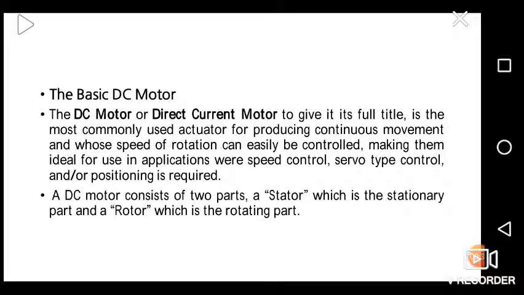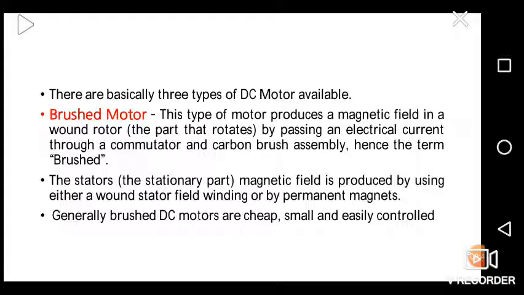A DC motor consists of two parts, a stator which is a stationary part and a rotor which is a rotating part. There are basically three types of DC motor available.